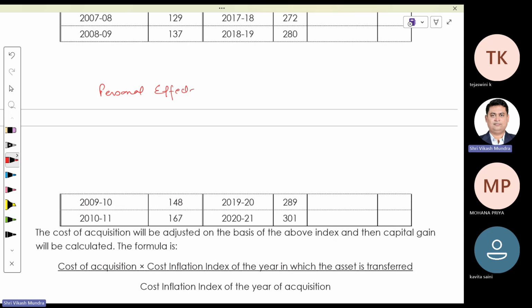However, what should be considered as personal effect? Again, they are giving a negative list. They are saying that these assets are not considered as a personal effect, even though those assets are used by you for your personal uses. These assets, in any circumstances, shall not be considered as your personal effect. That is number one, immovable property.